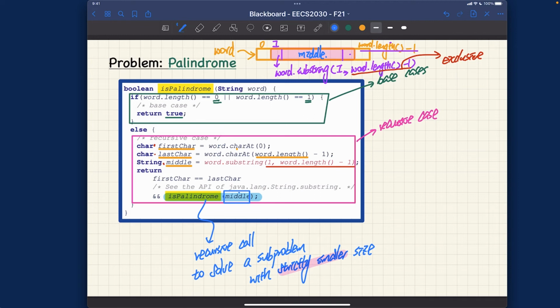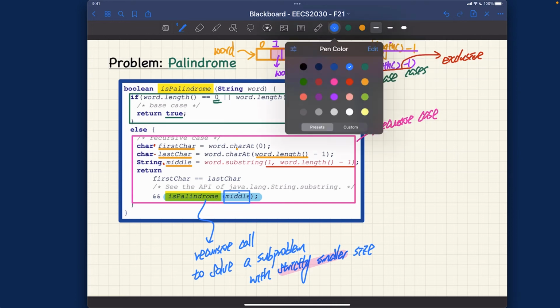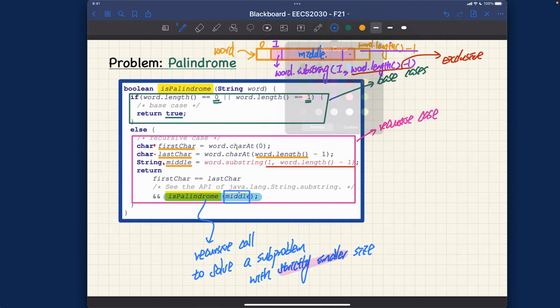Let's take a look at some tracing. Let's see how we can trace the racecar example. Let's say we try to invoke isPalindrome of racecar. For simplicity, I'm not going to include the double quotes over here, but I'll just put racecar for simplicity. So this will just be equal to, right? Okay, actually, you know what?